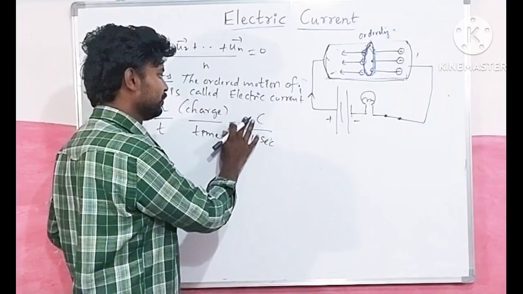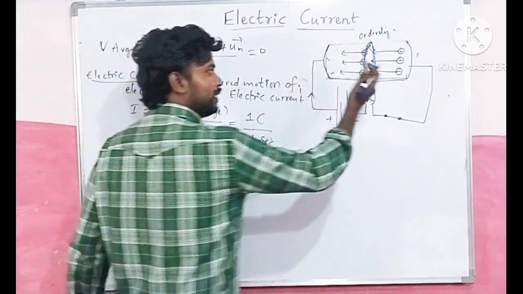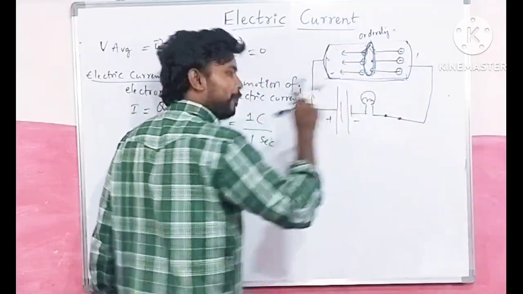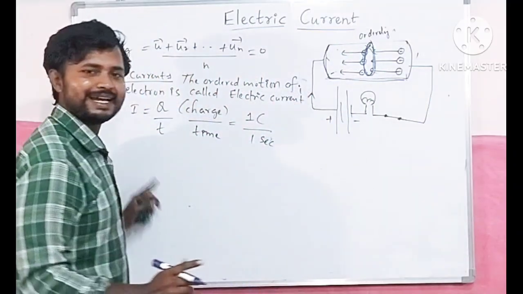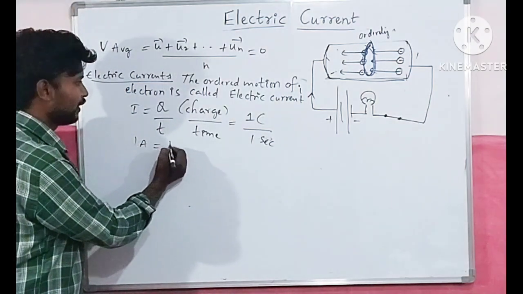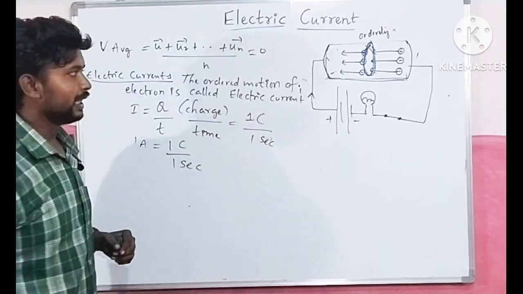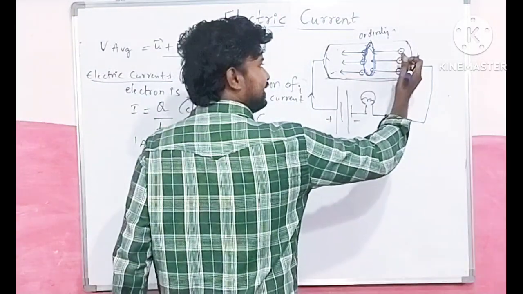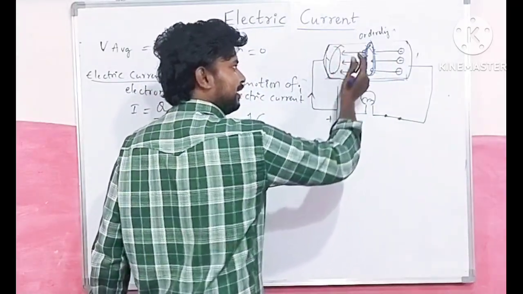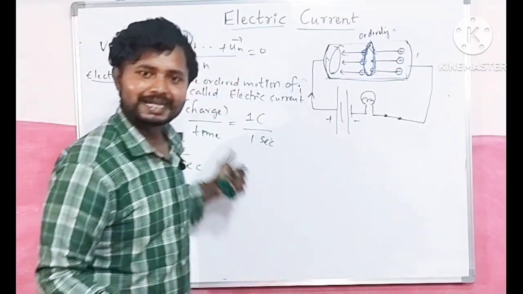So here I am assuming a 1 coulomb charge. The 1 coulomb charge passing any cross section of this conductor per 1 second is defined as 1 ampere. So 1 ampere equals 1 coulomb per 1 second. Here negative charge is flowing, so the rate of flow of negative charge through any cross section of this conductor per unit time is called electric current.